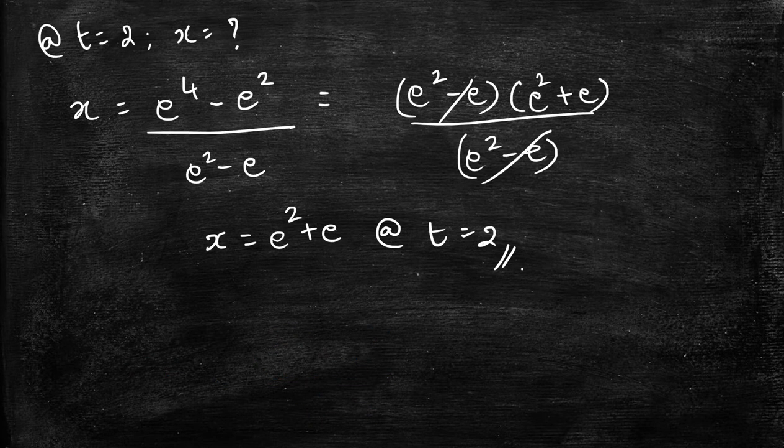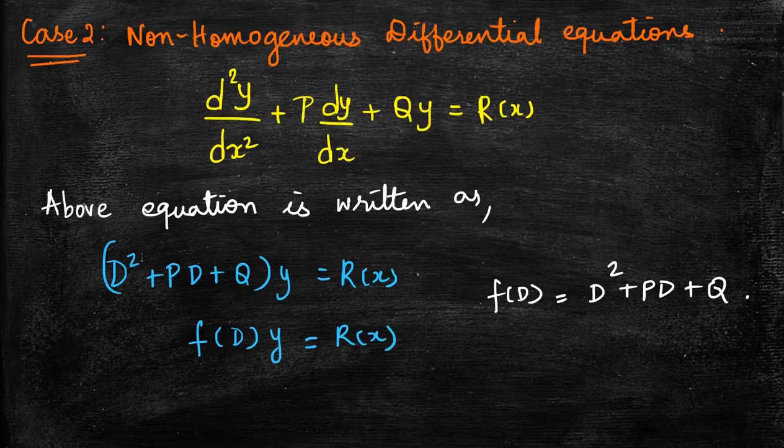So at t is equal to 2, we have to substitute 2 wherever the t is. On doing that, I get e power 4 minus e square by e square minus e, where e power 4 minus e square can be written as a square. This is of the form a square minus b square, which can be written as a plus b into a minus b. So on simplifying that and cancelling the numerator and denominator terms, I get x to be e square plus e at t is equal to 2.